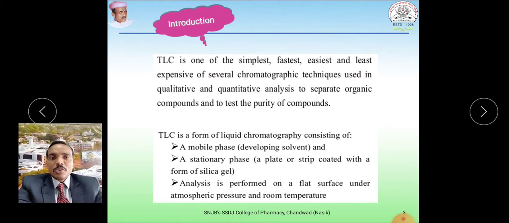So TLC is a form of liquid chromatography which consists of a mobile phase and a stationary phase. The mobile phase is a developing solvent which is placed in a solvent chamber. The stationary phase is prepared on a plate, or a strip, which is coated with silica gel. This analysis is performed on a flat surface under atmospheric pressure and room temperature.